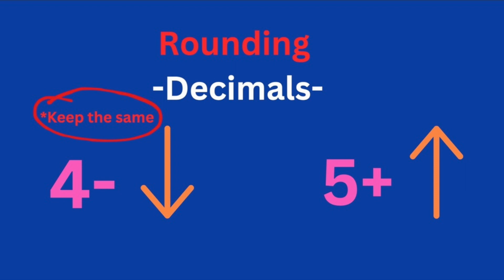So in this visual, as you can see, whenever we have a number that is 4 or less than 4, we are going to be rounding down, or in other terms, just keeping that number the same. But then if we have a number that is 5 or greater than 5, which is why I wrote the plus sign by the 5 and the arrow pointing up, then we are going to be rounding up.